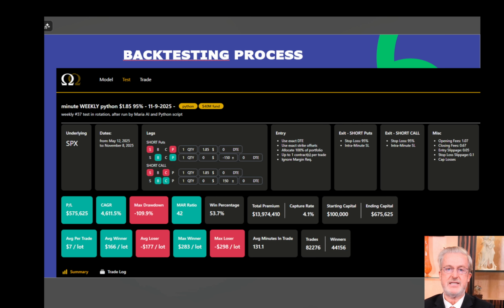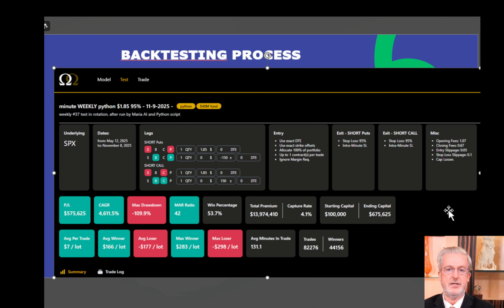So here is a typical backtest that we put on. You're going to see exactly what it is that we do. This is a weekly test. This is an actual test that we run for $1.85 premium on the put side and $150 wing. We do $1.85 on the call side, and again 150 wide wings. These are going to be 0 DTE. This is all, by the way, in Options Omega.